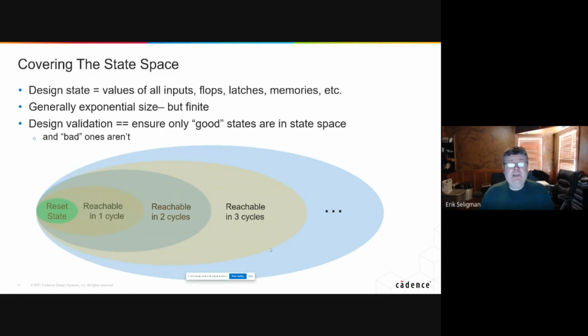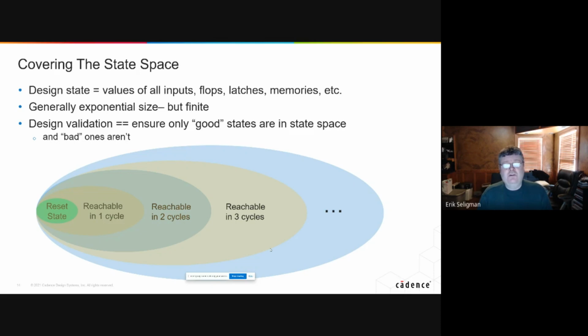Now, when you're doing any kind of validation process, one of your goals is to cover the state space. By the state space, I mean the values of all the inputs, flops, latches, et cetera, in your design. Of course, this is an exponential size space, but it is finite. There's only a finite amount of stuff your design can do. And you can think of design validation as ensuring only good states are in the state space.